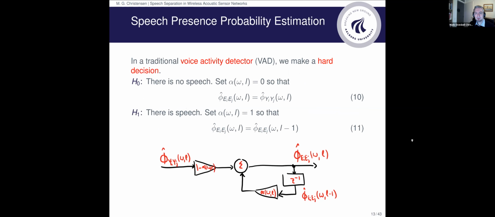So in traditional voice activity detectors, or VADs, we make a hard decision where we have two hypotheses. H0 is the one where there's no speech, and in that case, we set alpha equal to 0 and we update our noise statistics from the observed signal, since there's no speech. And in case there is speech, we set alpha equal to 1, and then we simply use the last one. So that's a very simple principle that we use here in the VAD.